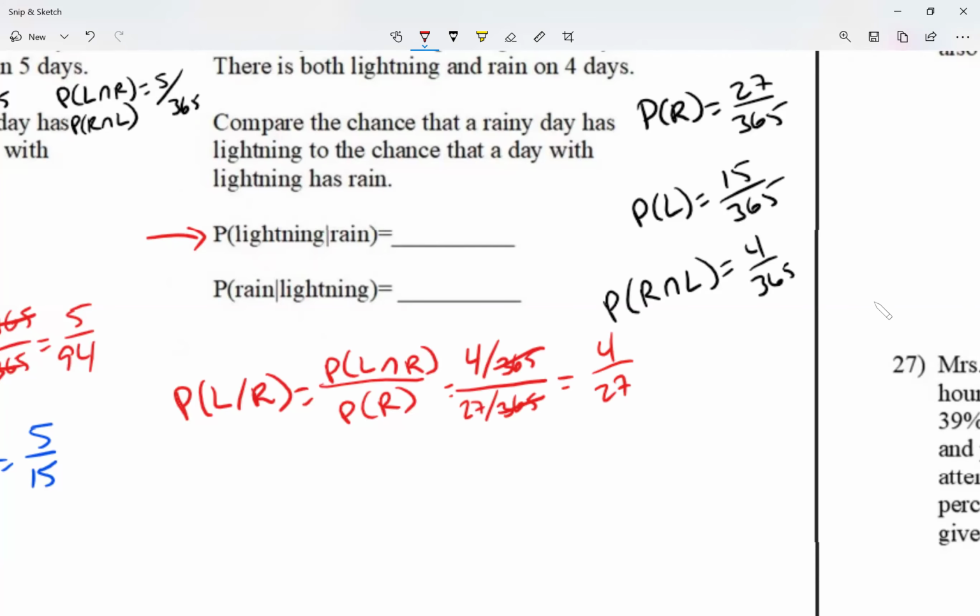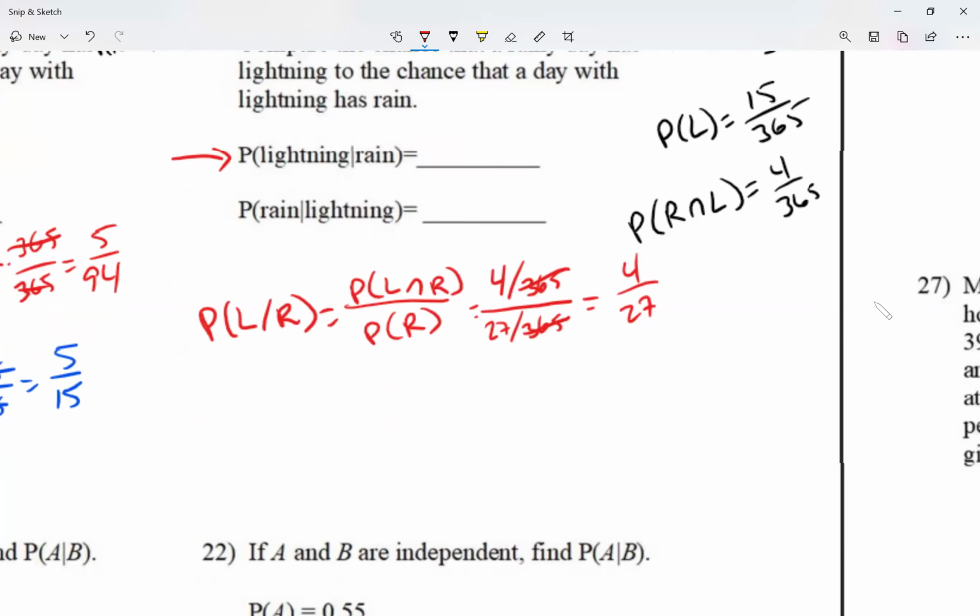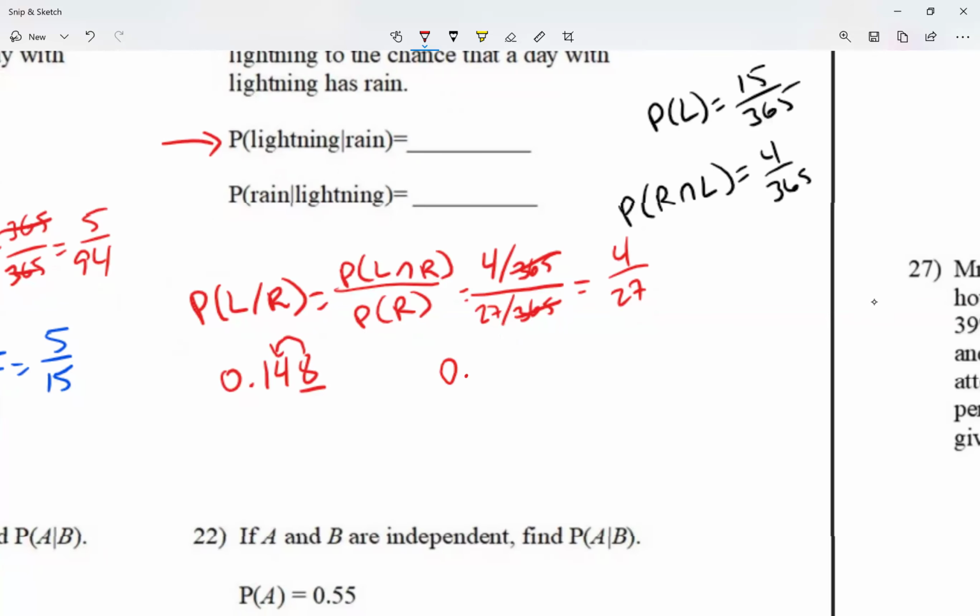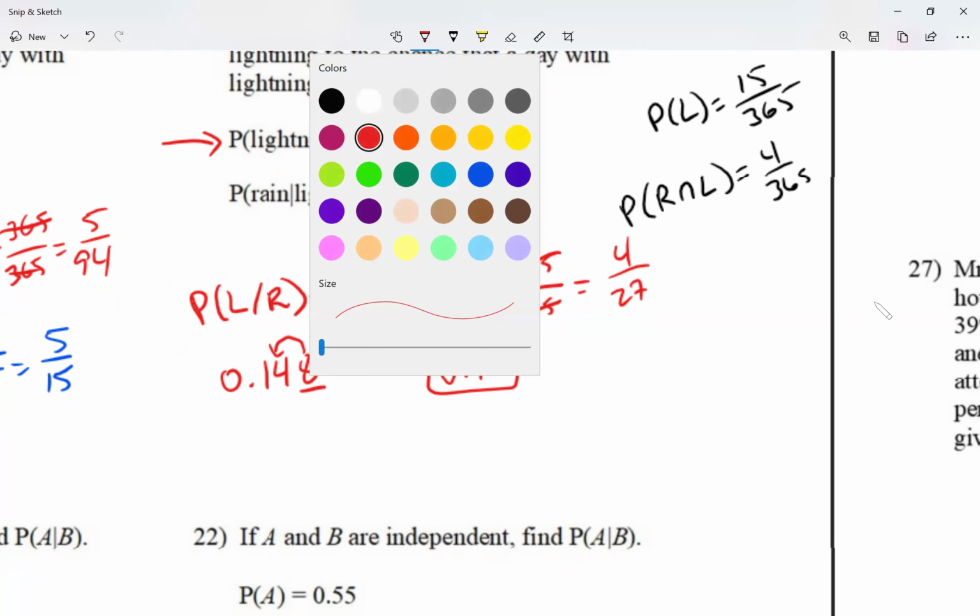I grab my calculator. 4 divided by 27 is 0.148. My third decimal number is big, right? 5 or more is big. So this 8 will push the previous number up. So my answer here is 0.15. So probability of lightning given rain is 15% or 0.15.